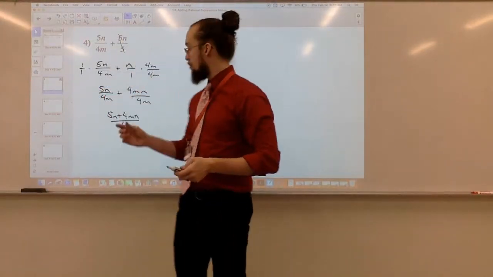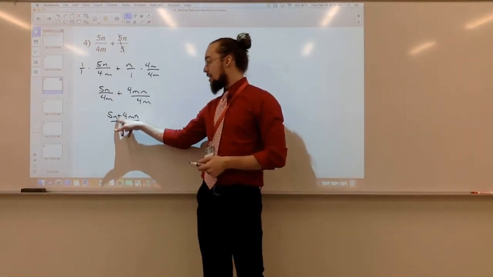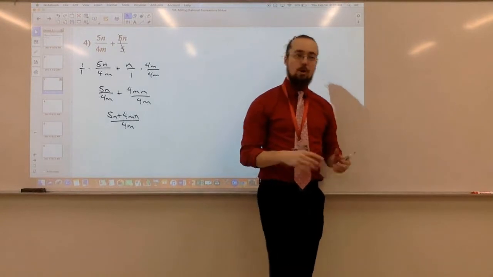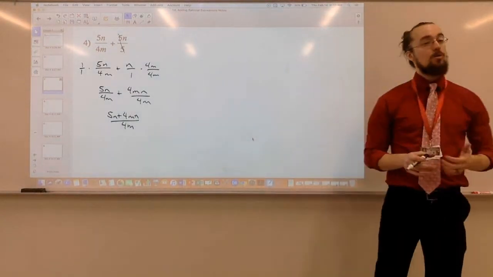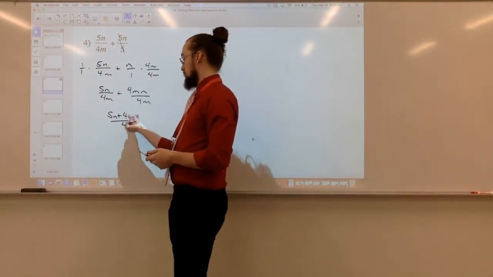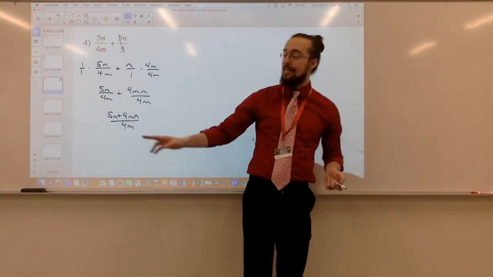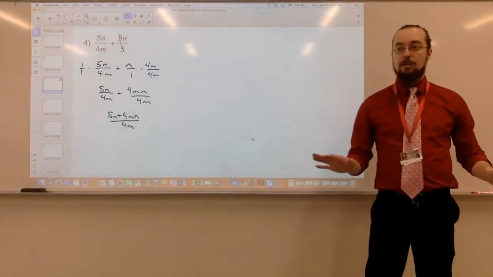Okay? Some people would be tempted to cancel out these 4m's, but since I'm adding in the numerator, I can't do that. I can only cancel things out when I'm multiplying. I can only cancel out factors. Here, these are not factors. These are not being multiplied together. They're being added. So I cannot cancel those out. That's my answer.